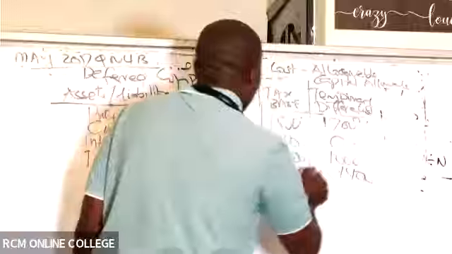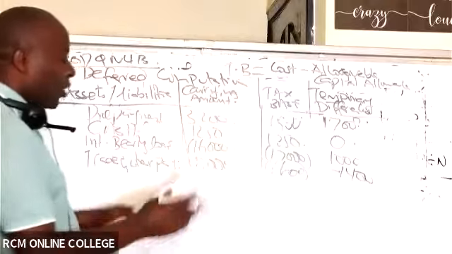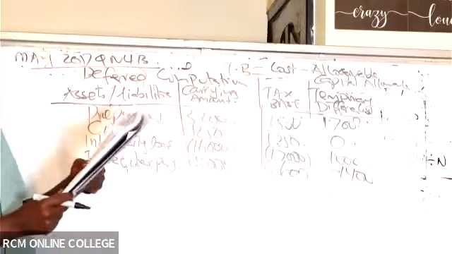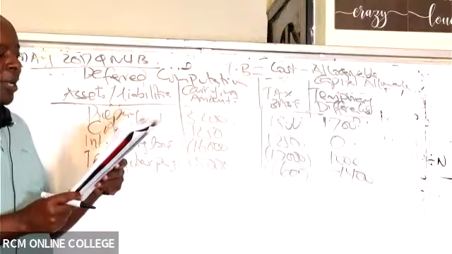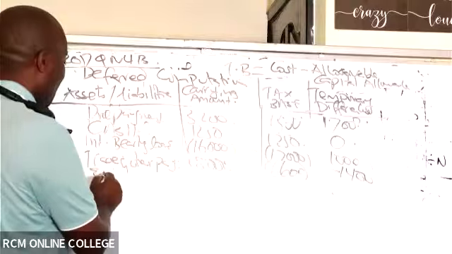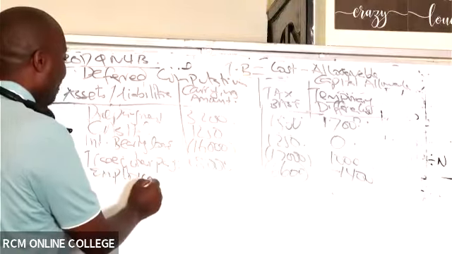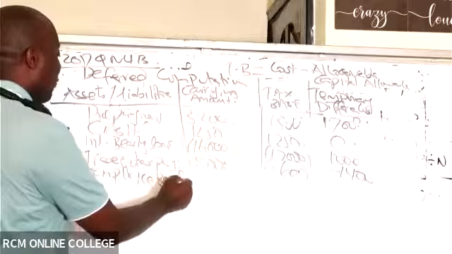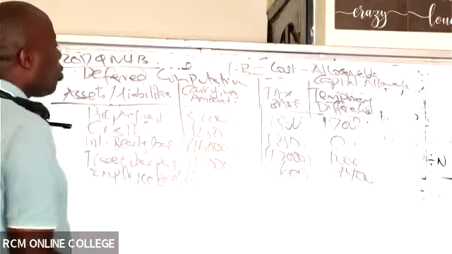Minus, because in liability is more bracket, abracadabra. After that, ladies and gentlemen, we have employee benefits. So employee benefits, what do we have here?